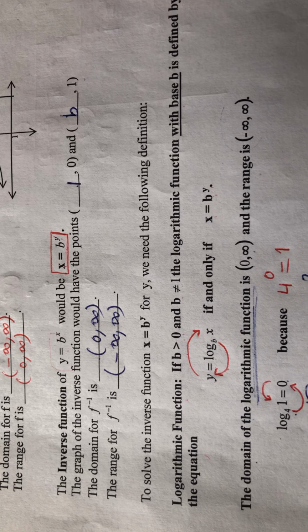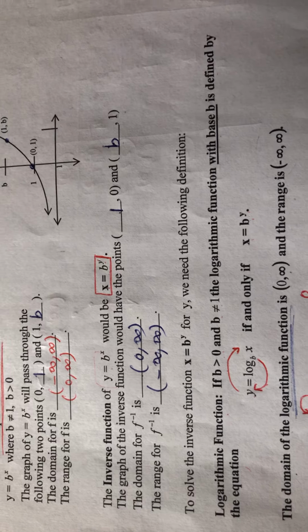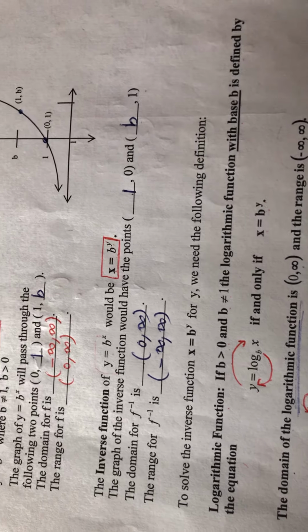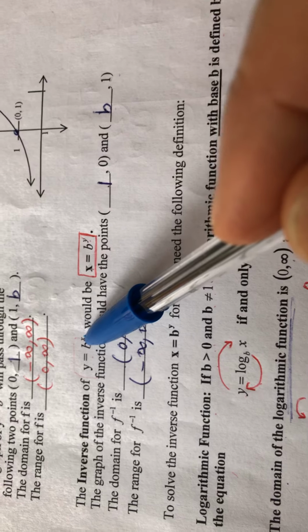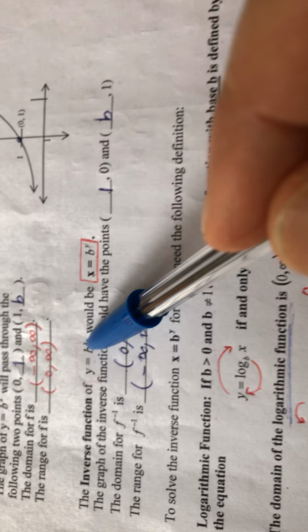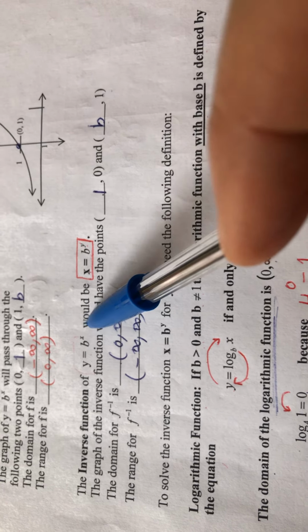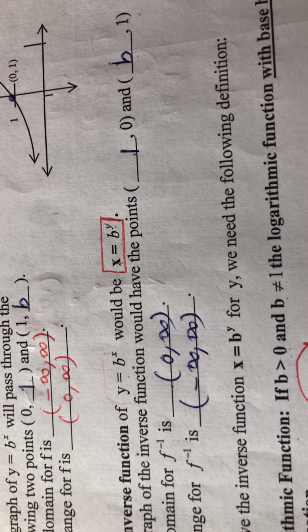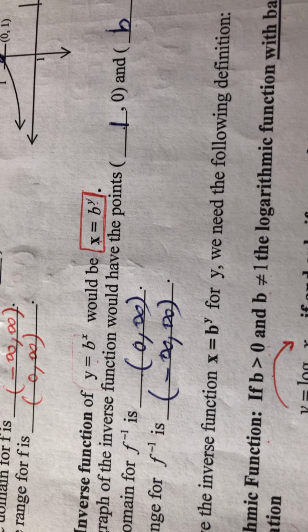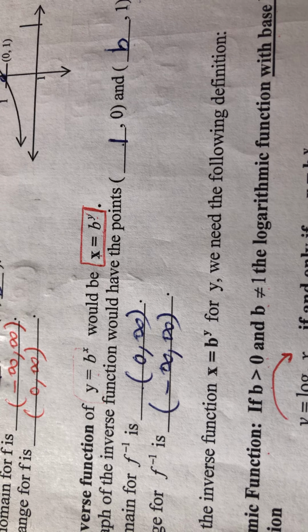Now, the inverse function of the exponential function. So here we have y equals b to the power x. This is exponential. To find the inverse, just change the positions of x and y. So y becomes x, x becomes y. So this is the inverse. The inverse of y equals b to the power x would be x equals b to the power y.